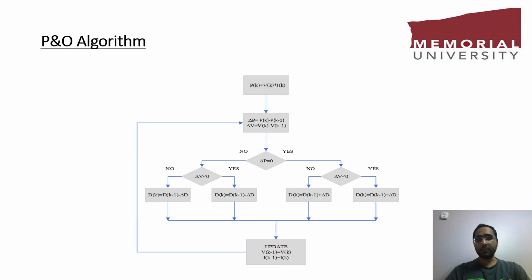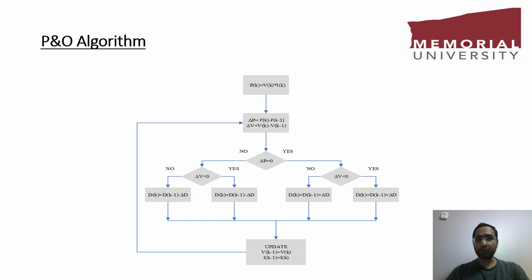Here is the flowchart of the perturb and observe algorithm, which is applied in this project. The P&O algorithm is quite reliable, and it is most widely used in MPPT and solar PV applications. This is a continuous process of observation and perturbation till the operating point converges at the MPP.